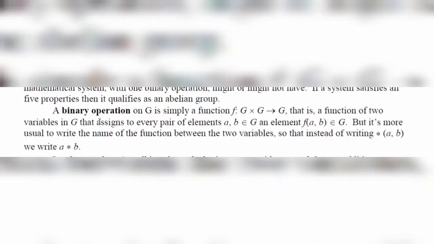As we have seen binary operation in these laws, so what is binary operation? Binary operation on G is simply a function f from G cross G to G, that is a function of two variables in G that assigns to every pair of elements a, b belonging to the group an element that also belongs to the group. But it's more usual to write the name of the function between the two variables. So instead of writing *(a, b), we write a * b. In other words, we are talking about an algebraic system with sort of abstract addition or multiplication where we combine any two elements.